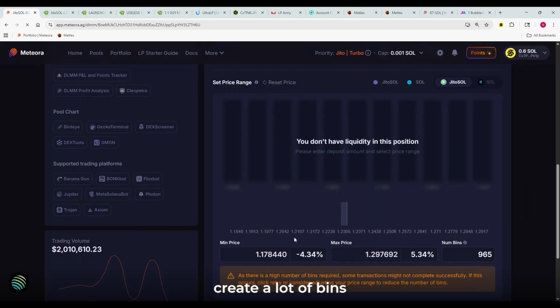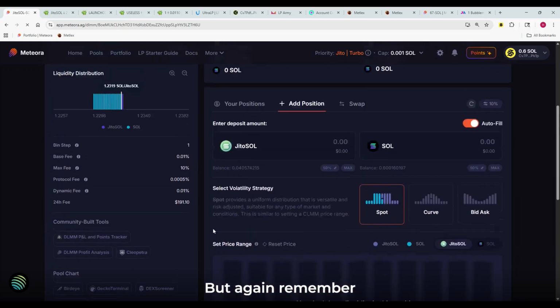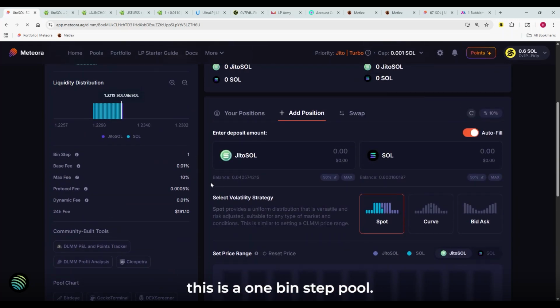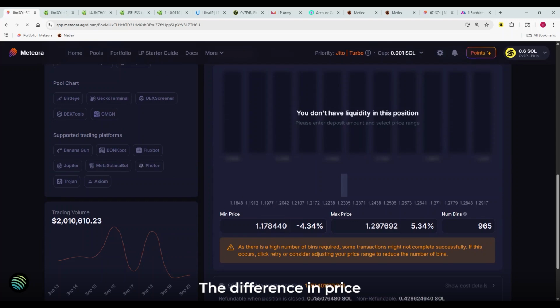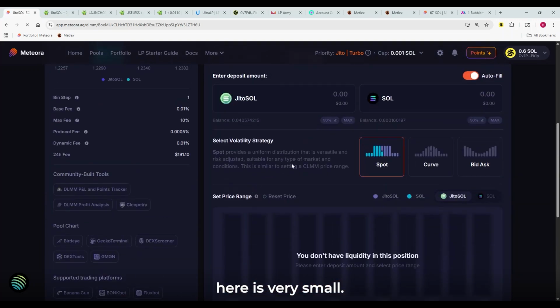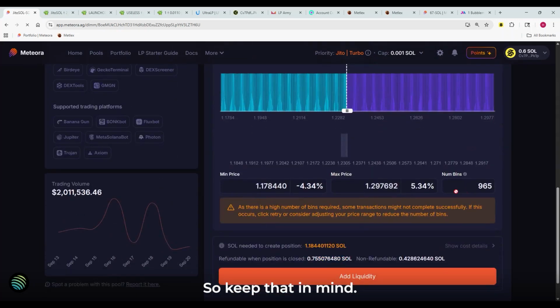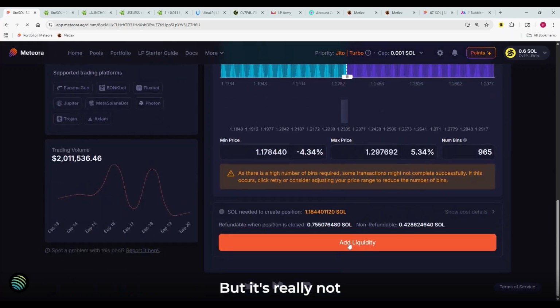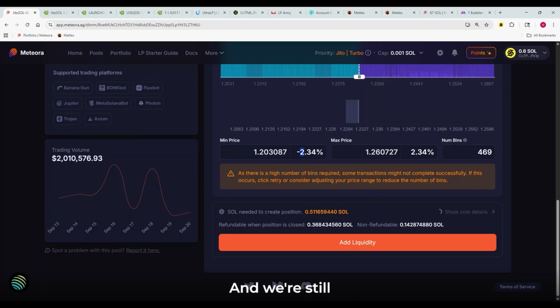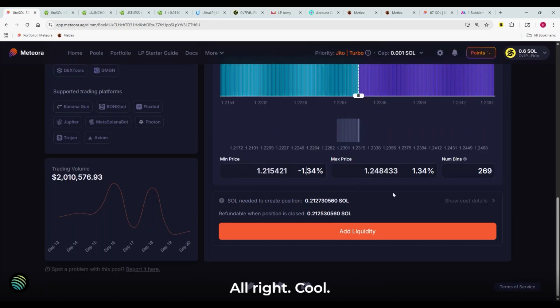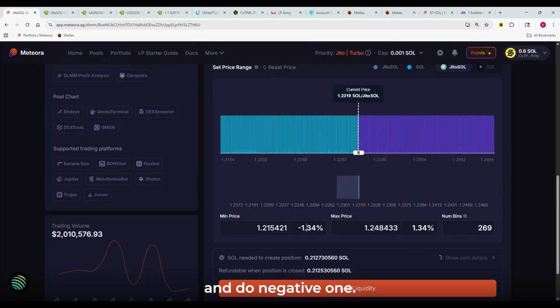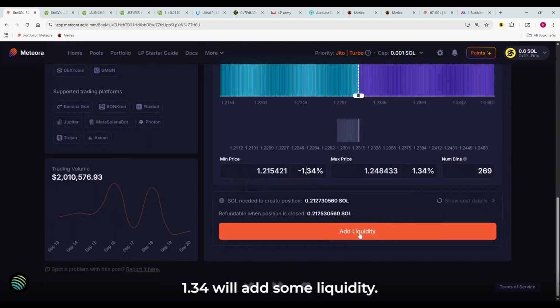That's going to create a lot of bins. But again, remember, this is a one bin step pool. The difference in price here is very small, so keep that in mind. This looks like we're super wide position, but it's really not. And it looks like it wants to create some bin arrays here. So I'm going to rethink this, maybe not go down so much, because I don't actually want to pay for bin arrays today. And we're still looking at paying bin arrays. All right, cool. Well, I'm going to take a risk here and do -1 and +1.